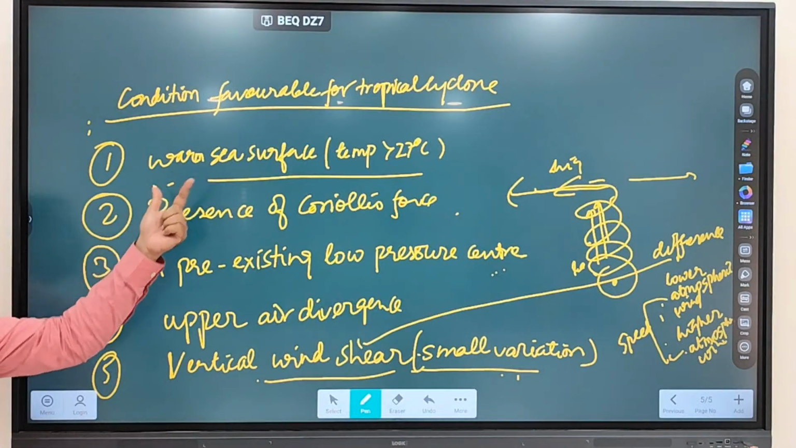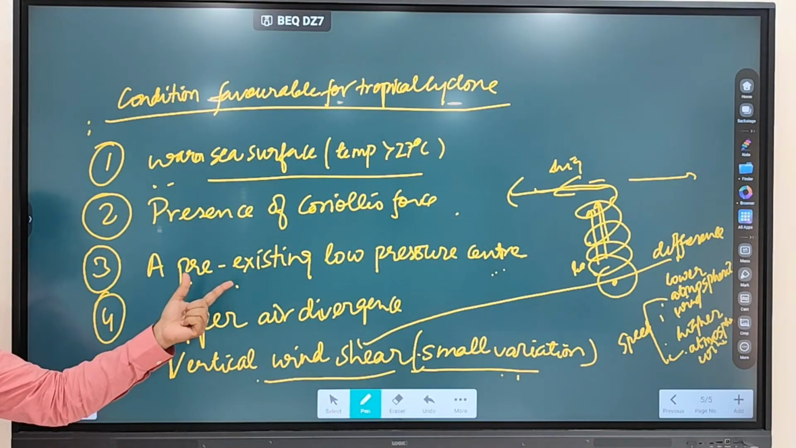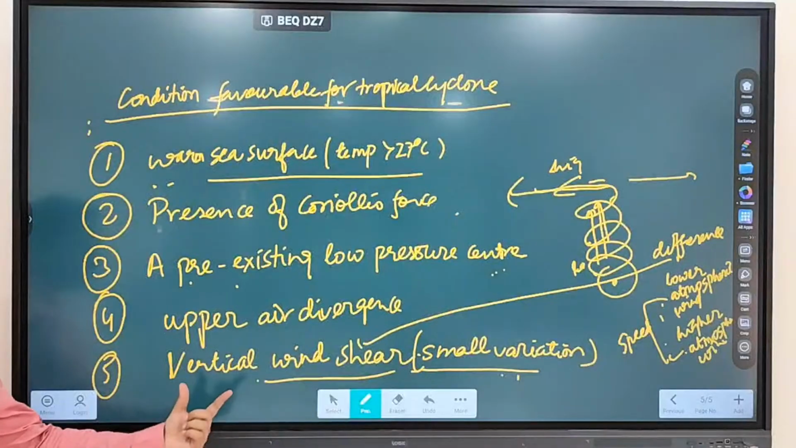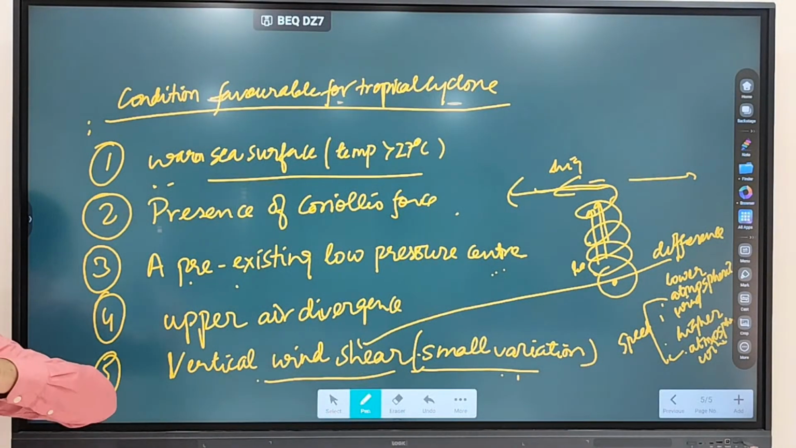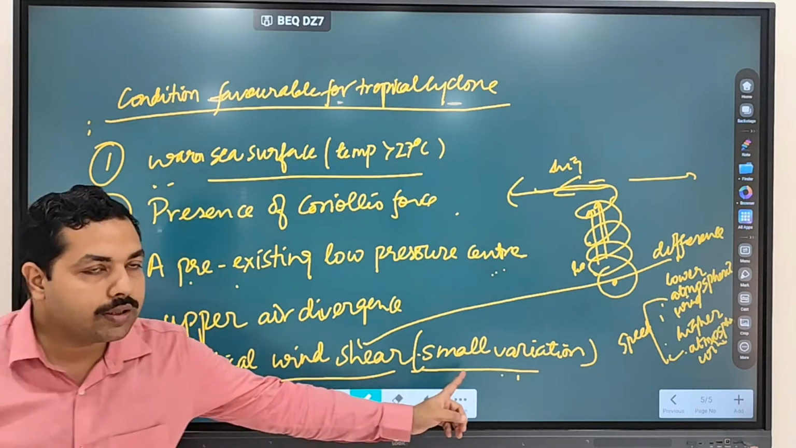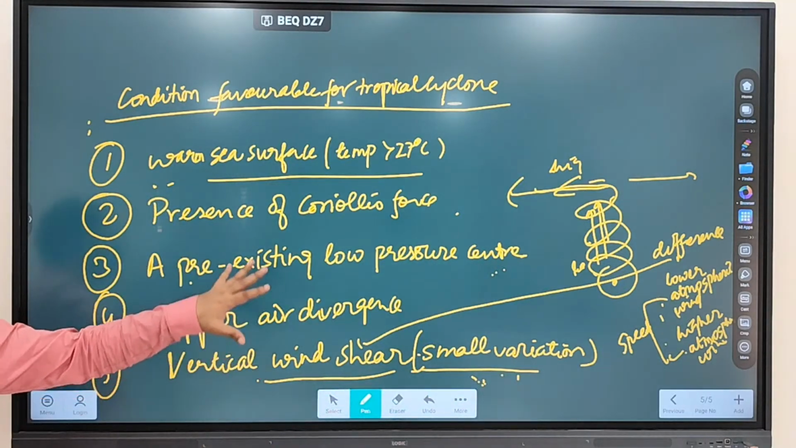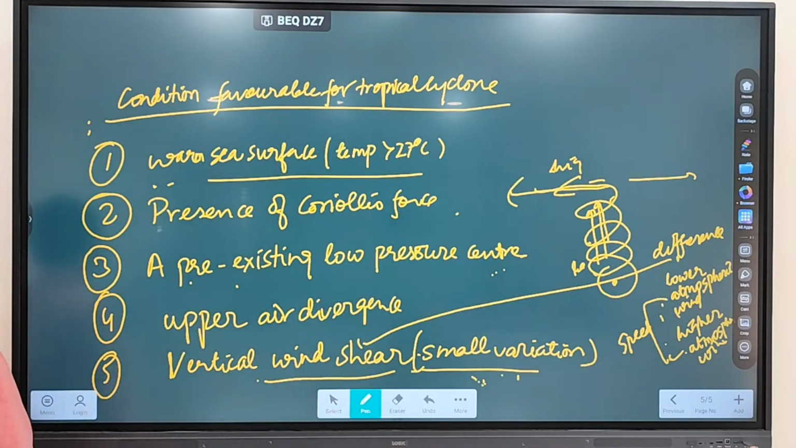You require a warm sea surface, a low pressure, the Coriolis force, wind diverging in the upper atmosphere, and vertical wind shear should not be much between the lower atmospheric wind and the higher atmospheric wind. This speed should not vary much; there needs to be small variation. Such conditions are necessary for the formation of tropical cyclones.